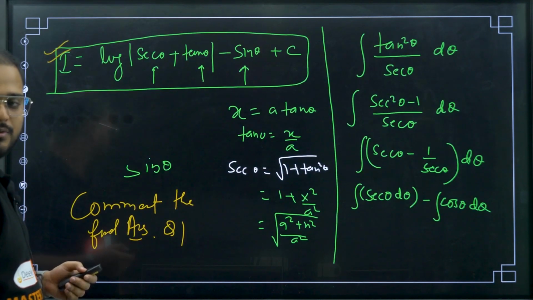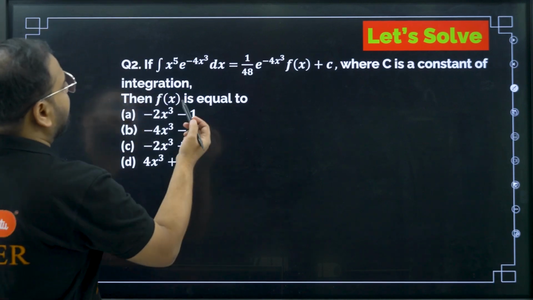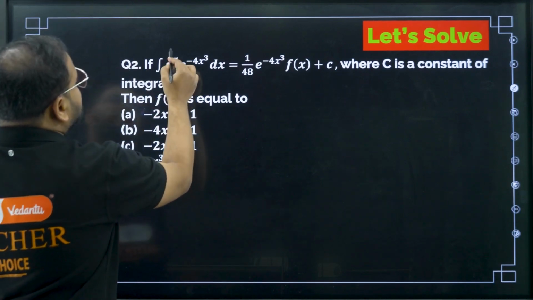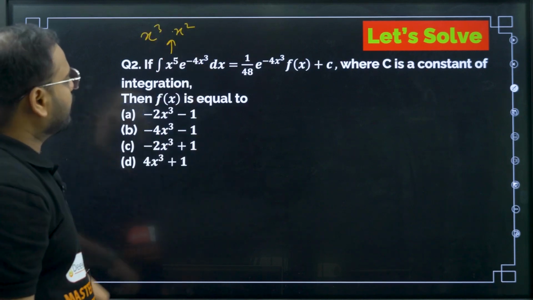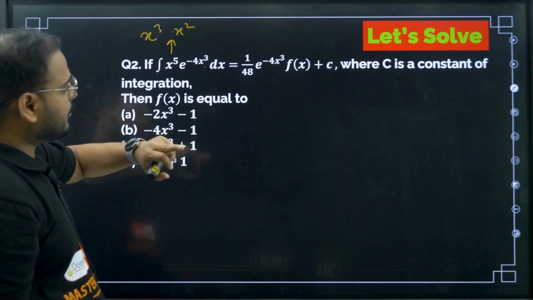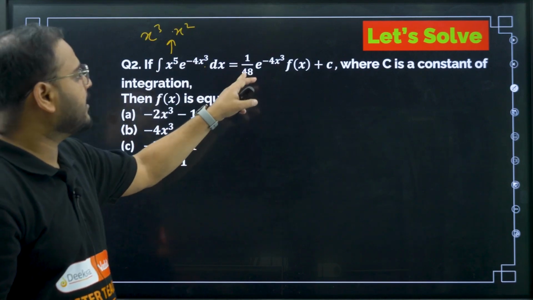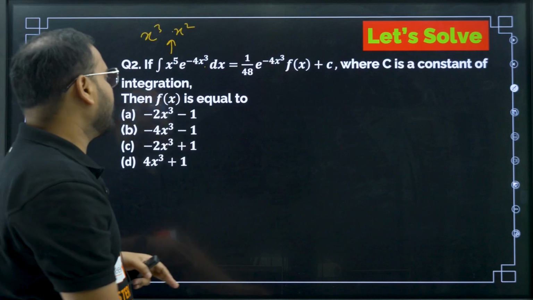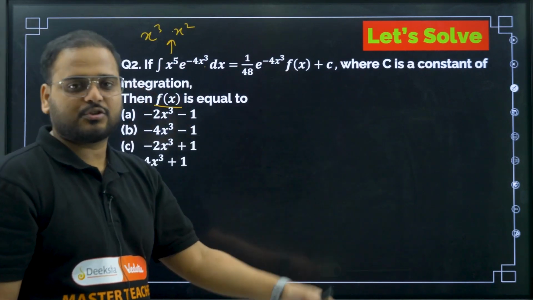Please have a look. I hope this is visible. Now for question number 2, if you check here, I can write this x power 5 as x cube and x square. Good thing is that I also have x power 3 here. We have to prove this integral is equal to 1 by 48 e power minus 4x cube and f(x), and we have to find the value of f(x), where c is the constant of integration.